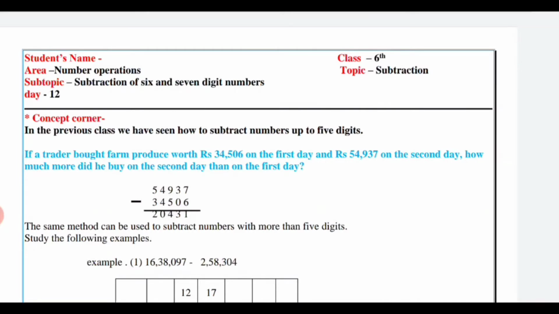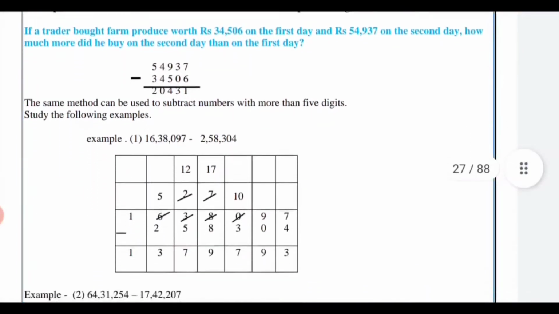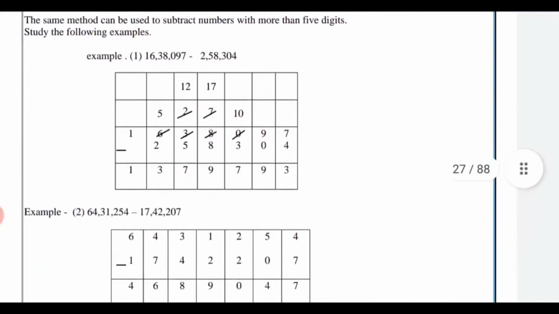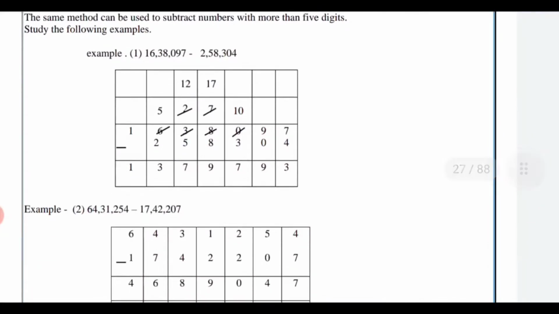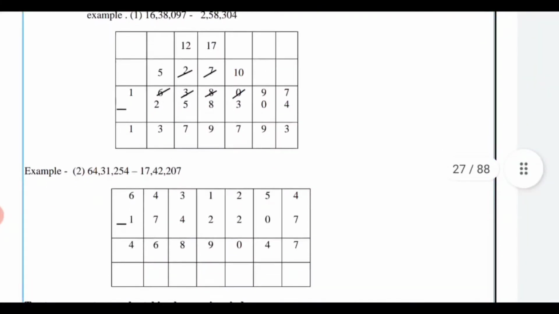The same method can be used to subtract the numbers with more than 5 digits. Here we have given two examples. Two solved examples are there. You have to see. In first example, borrowing numbers are shown, but in second example borrowing numbers are not shown. So you have to write this second example in your notebook and solve it. Show the borrowed numbers properly and solve it.